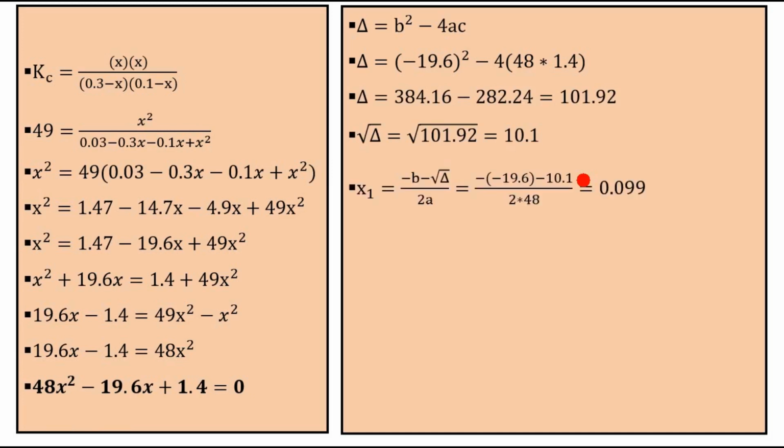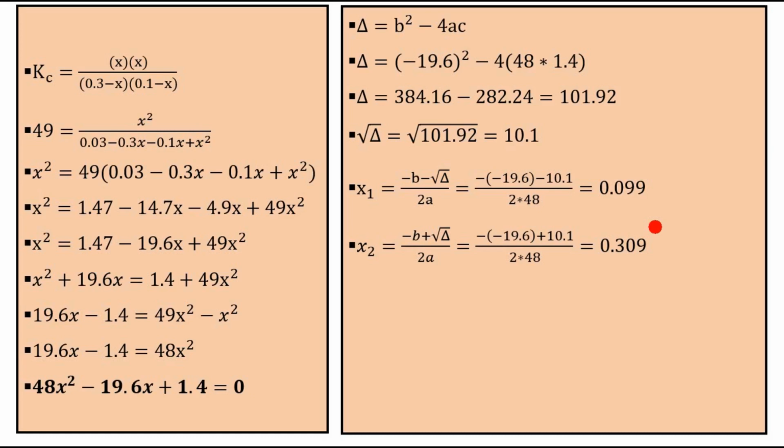Then the first root, x1, is equal to negative b minus the square root of the determinant over 2a. Then we replace the values, so we get 0.099 molar for x1. We also determine x2, which is equal to 0.309. But both of them are positive.